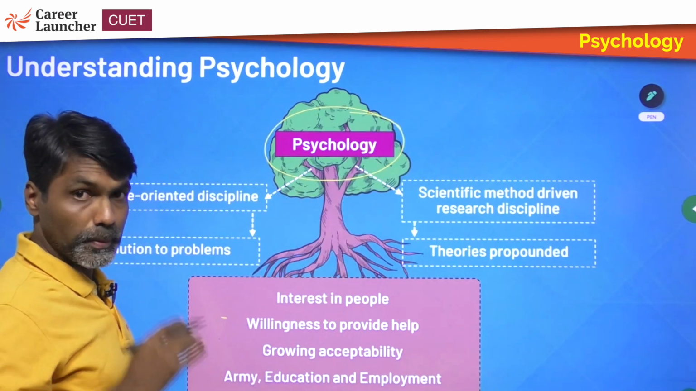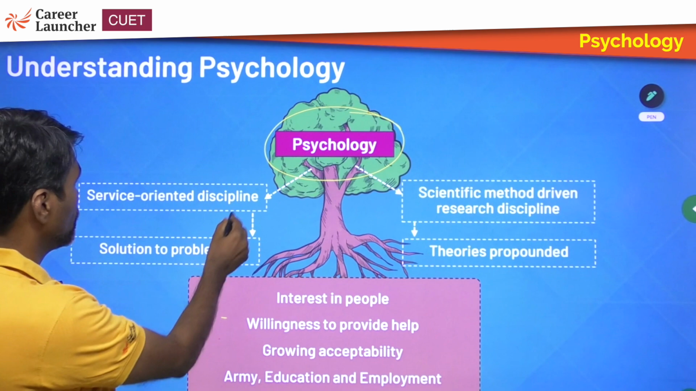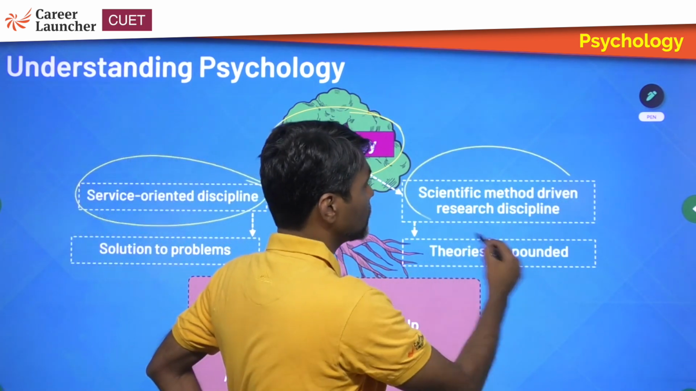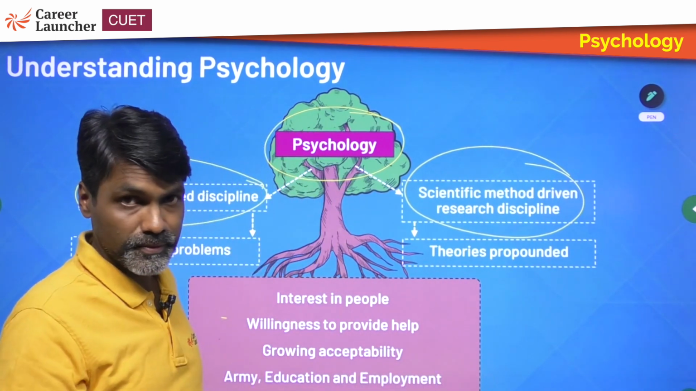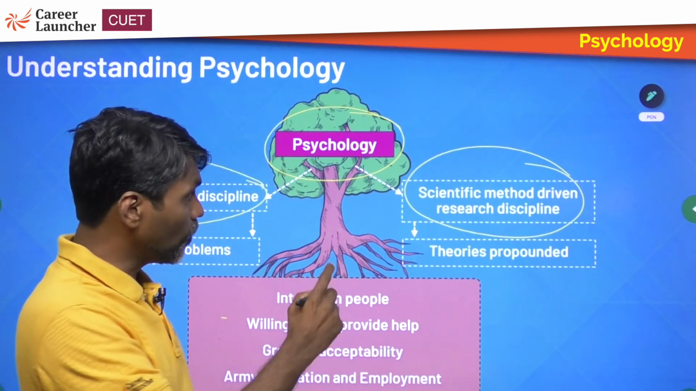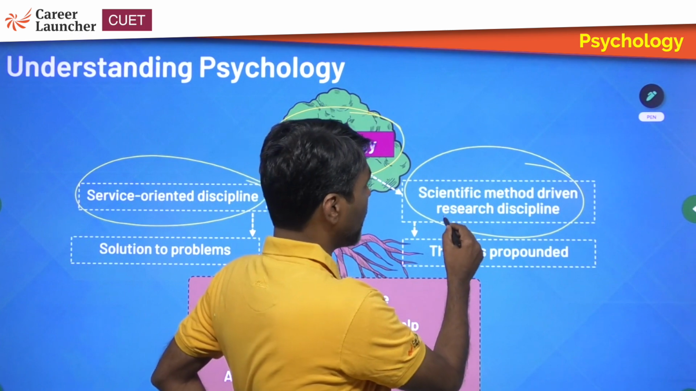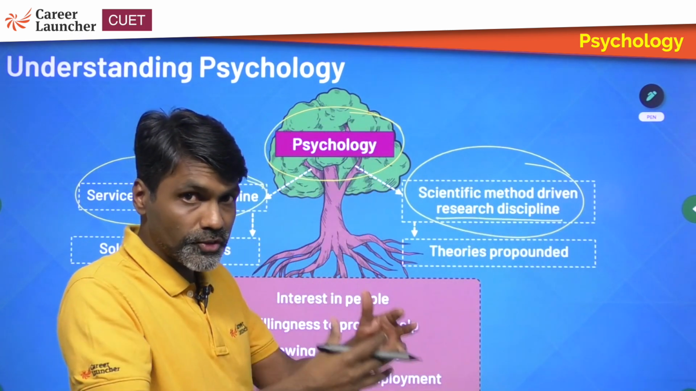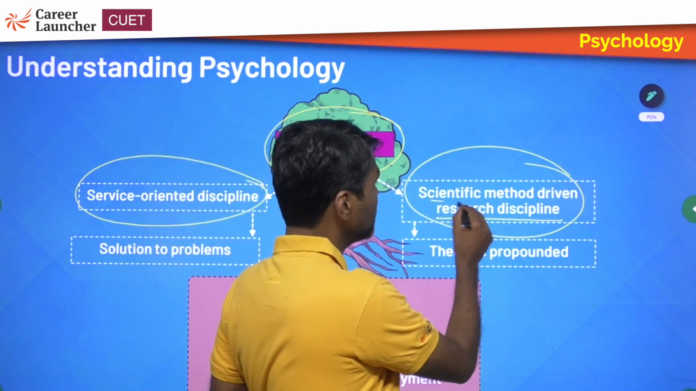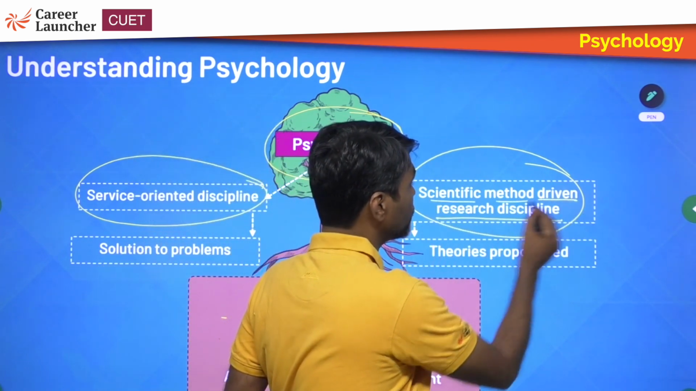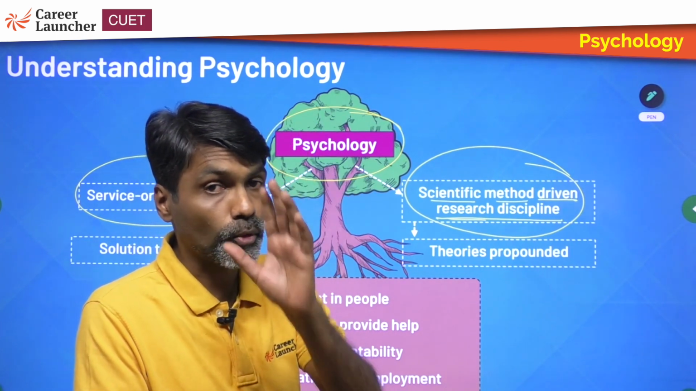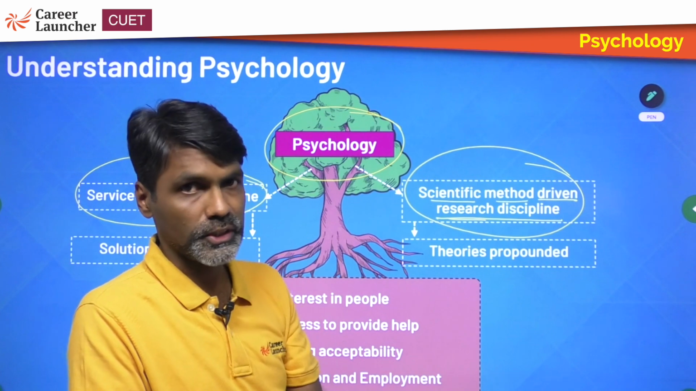There are 2 distinct sub-disciplines of psychology practice. Okay, number 1 is where as a psychology researcher you are dedicated to this discipline, and what you are doing is scientific method driven research. That is what is profession number 1 in psychology.